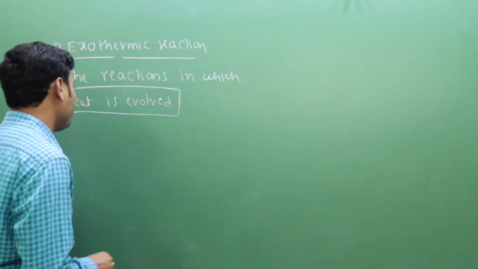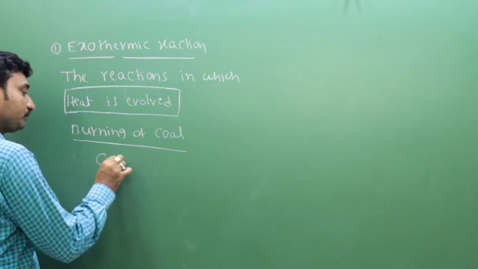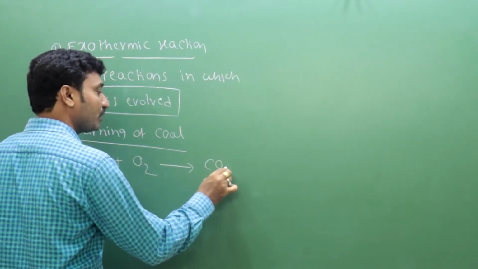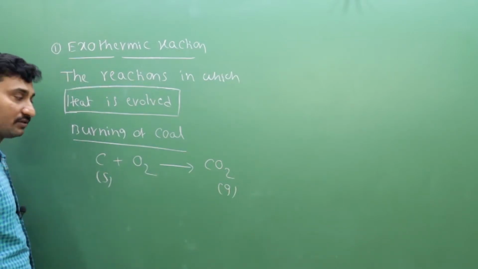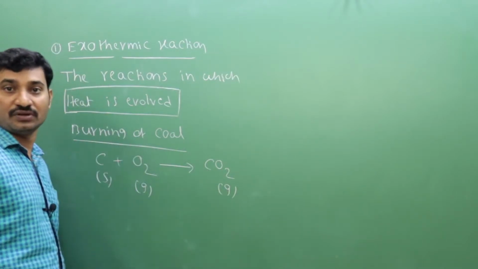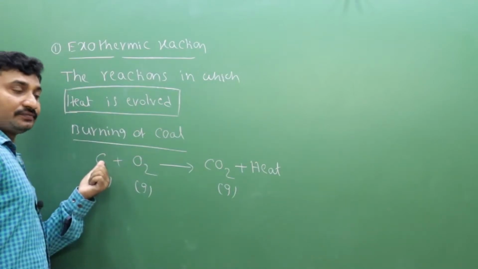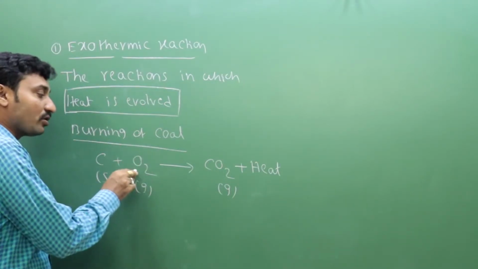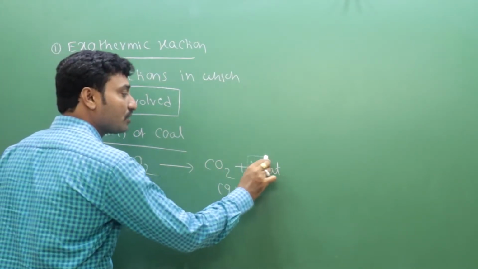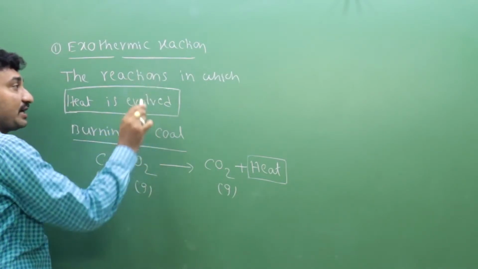For example, burning of coal. See, coal burning in excess of oxygen to form CO2, right? Coal is nothing but carbon. Here some heat is evolved, plus heat. Carbon, that means coal, burning in oxygen forms CO2, and along with CO2, some heat is also released. That's why this is an example of an exothermic reaction.